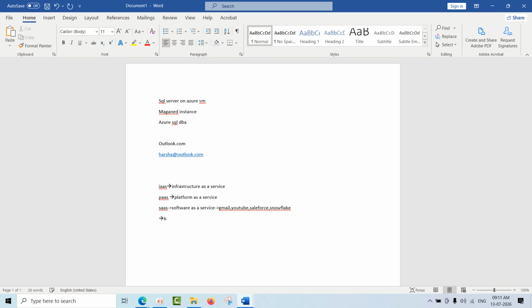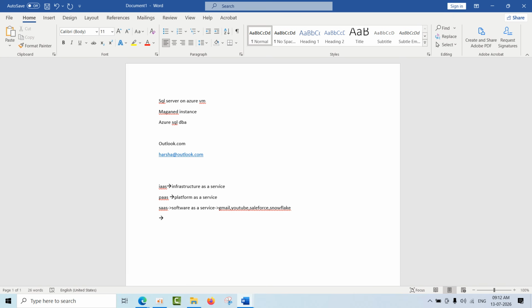Now, whenever they ask this kind of question, you need to ask them in return, may I know what their requirement is? Meaning, which flavor do they want to transfer to: SQL Server in Azure, managed instance, or Azure SQL DB. Now they will ask what the differences between these three are. For example, whatever we are doing on-prem, we want to do the same in Azure.